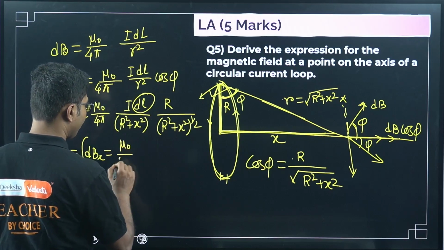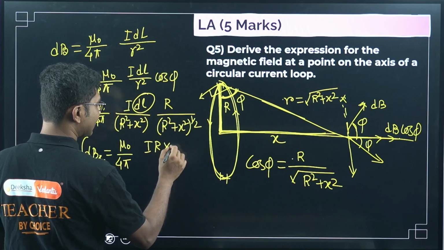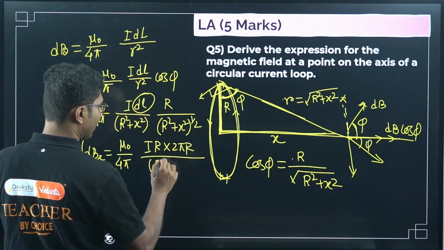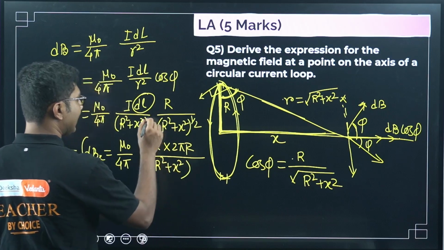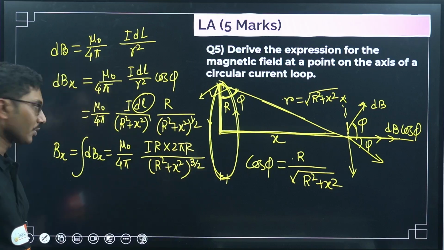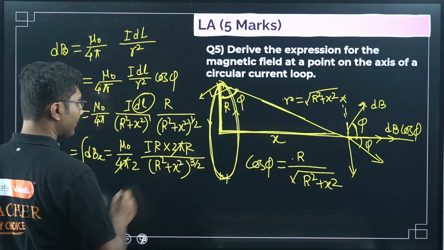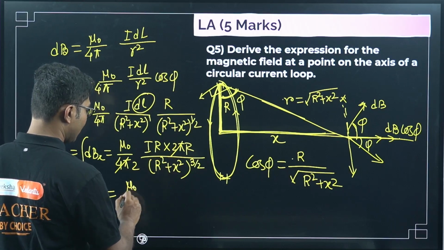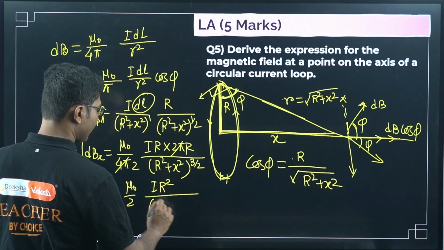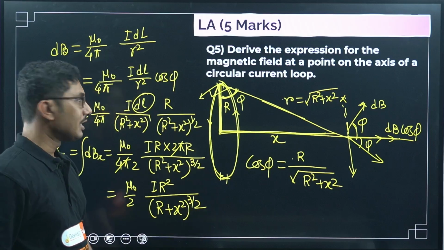So mu naught by 4 pi, I r, the integration of dl is 2 pi r, divided by r square plus x square. See, here it is 1, here it is half, so 1 plus half equals 3 by 2. Now here 2 pi, 4 pi will cancel, only 2 will be left, and then we can write mu naught by 2, I r square divided by r square plus x square to the power 3 by 2. Very important derivation, that's why I have done it.